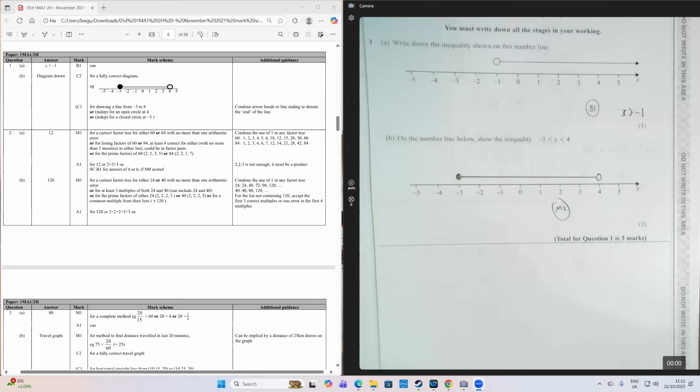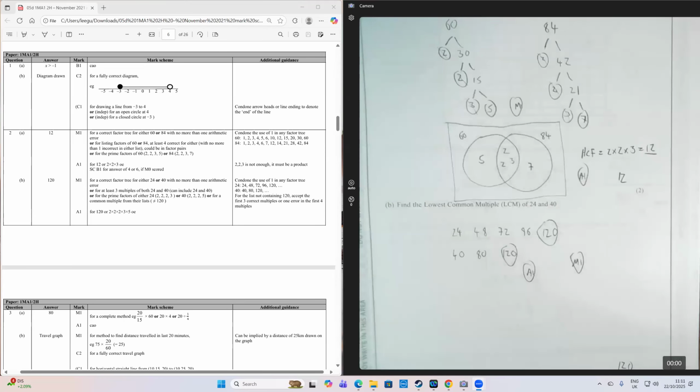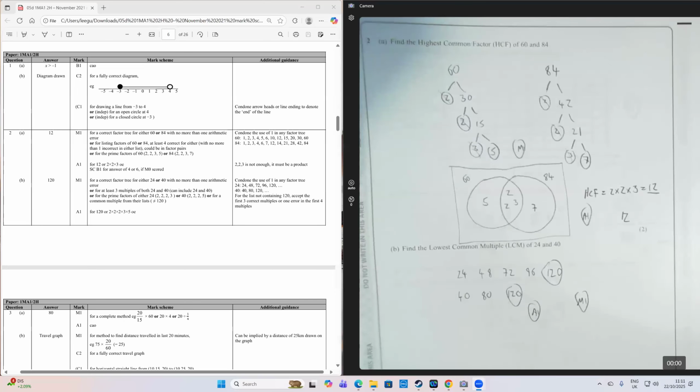I've put on the left-hand side as well the mark scheme so that you can see where the marks are and any other ways that there are to approach the question. Let's look at question 2.